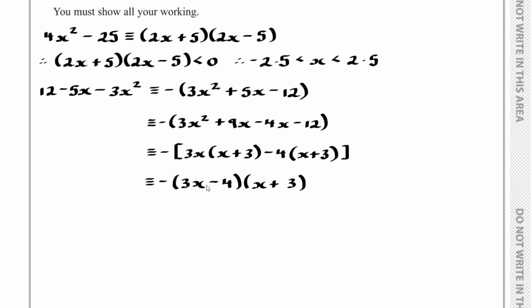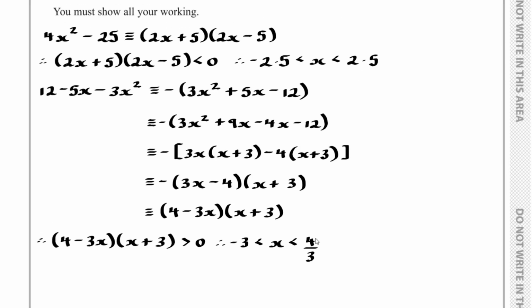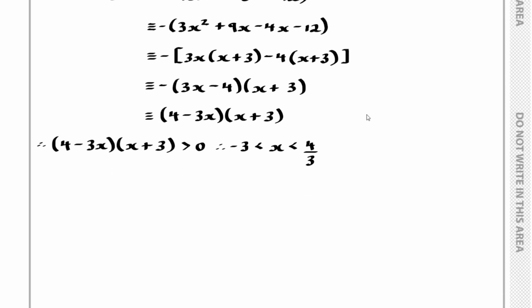And if I multiply this negative into this bracket, we have 4 subtract 3x multiplied by x plus 3. So now I'm solving the inequality 4 subtract 3x multiplied by x plus 3 is greater than 0. And if I solve this, I've got minus 3 is less than x, which is less than 4 over 3. And therefore, combining this with this inequality, we see that we've got minus 2.5 is less than x, which is less than 4 over 3.